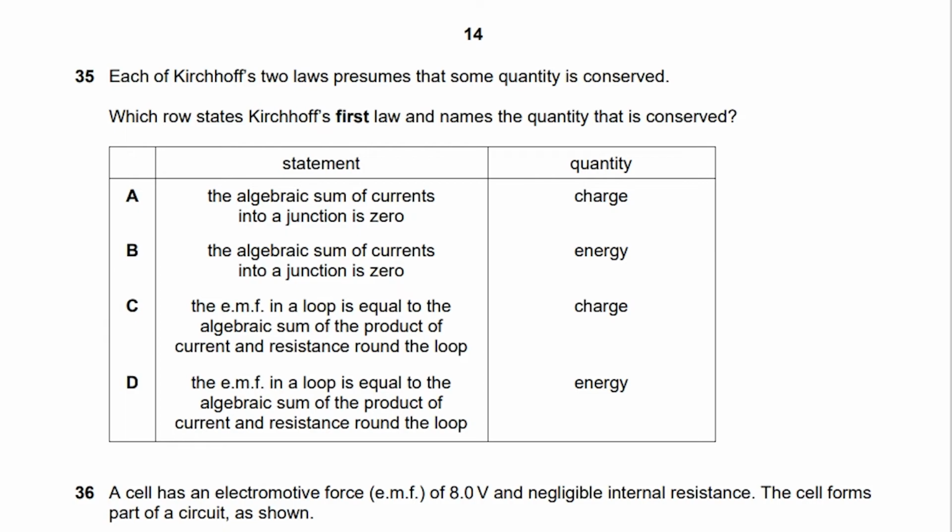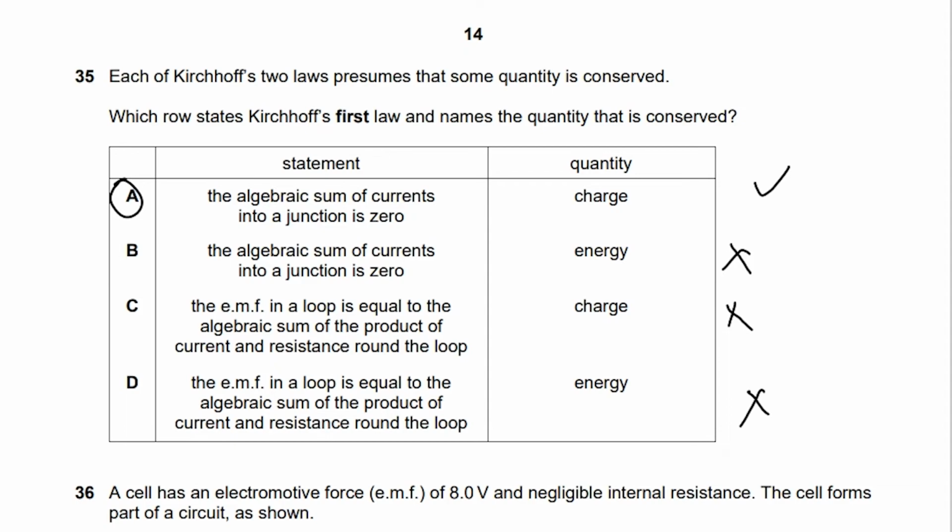The question is about the first law, so it has to be about current. So options C and D are incorrect because they are about EMF. Options A and B are related to current. But for Kirchhoff's first law, the quantity that is conserved is charge. So option A is correct and B is incorrect.